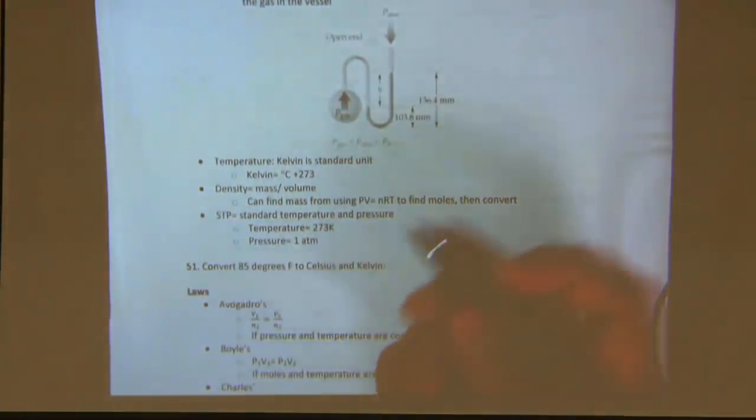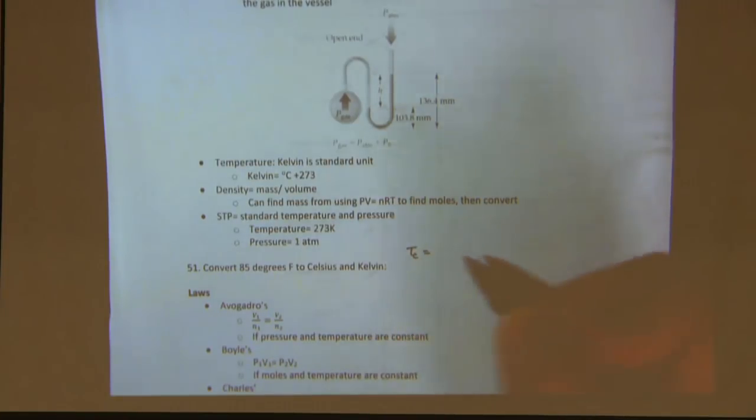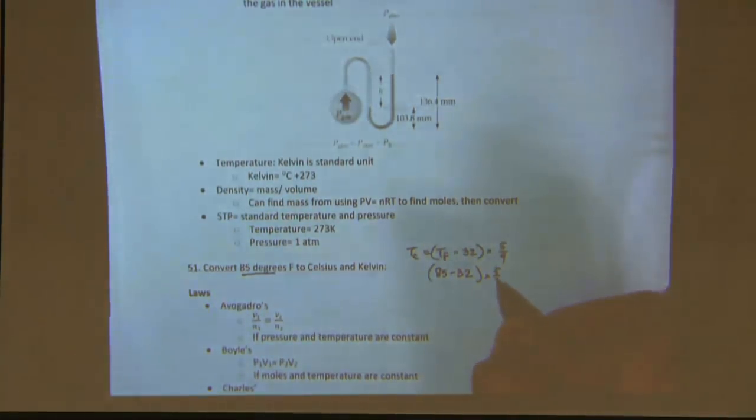Our first question is to convert 85 degrees Fahrenheit to Celsius and then Kelvin. Celsius is equal to the Fahrenheit temperature minus 32 times 5/9. So we would just plug that particular value into the equation.